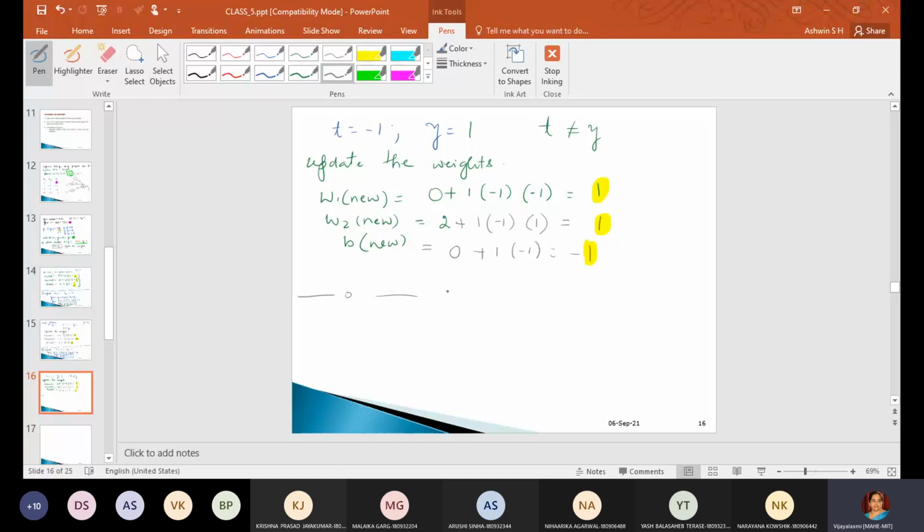Now similarly, do it for the fourth inputs. X1 is minus 1, X2 is minus 1. Now I'll give this to you. All of you just calculate and tell me. First you tell me Y in, then you tell me Y, then check whether T is equal to Y and tell me. I'll give you 2 minutes. All of you can try and give me the answers.